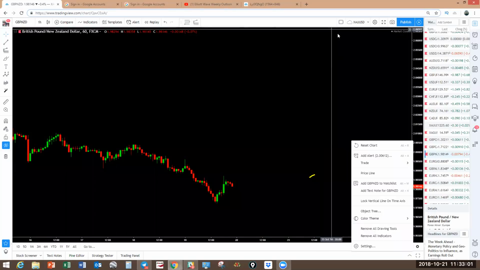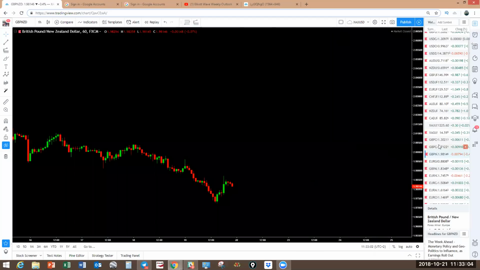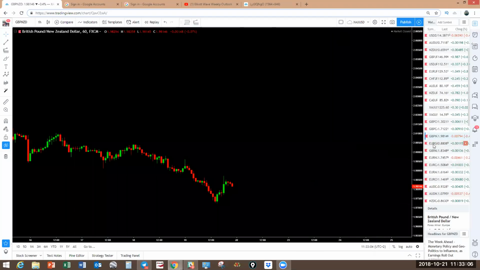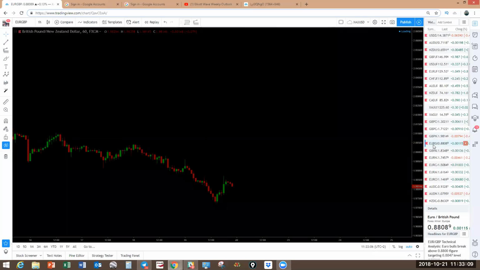That's pound New Zealand. I think that concludes all the pound pairs. Did I miss any pound pair? I think we've done all of them. Let's look at Euro pound. We'll start with the euros now.